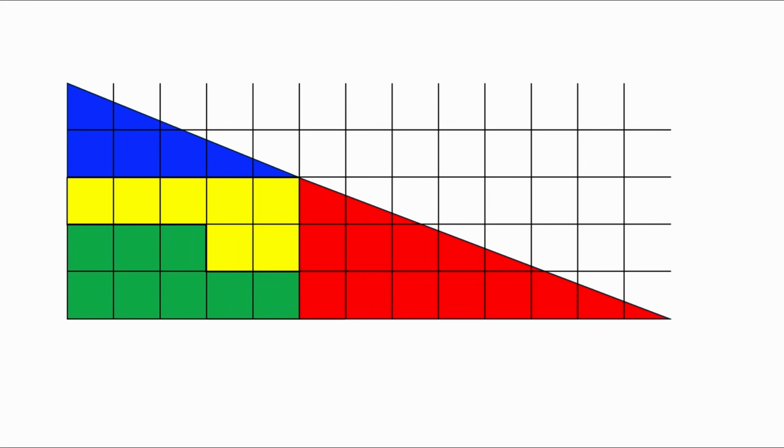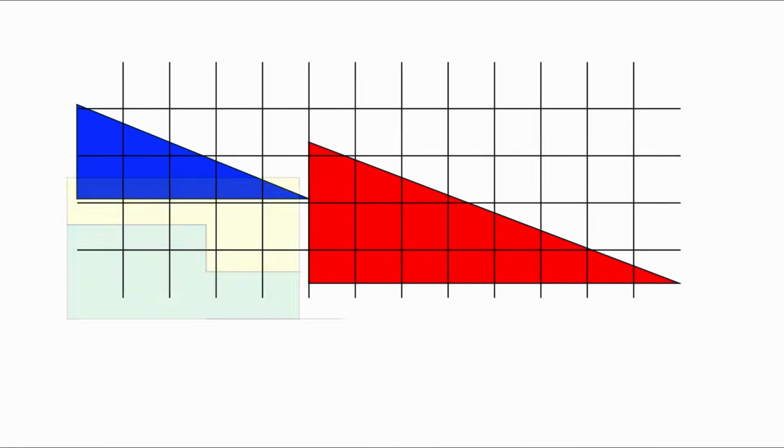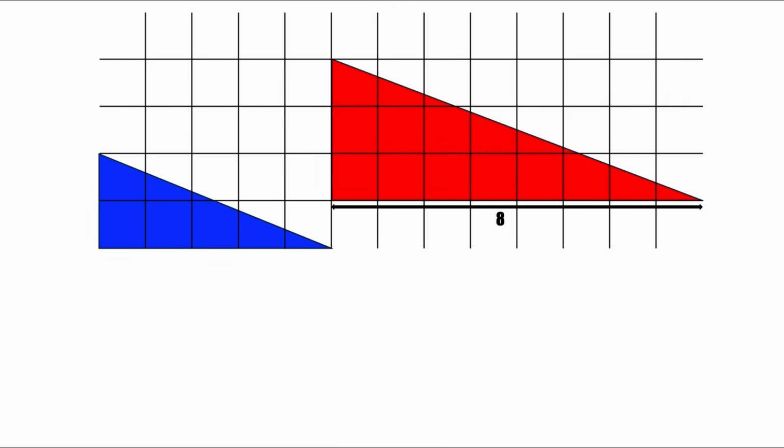Now you can see again that the 4 shapes don't change when I move them around, but there's something interesting you'll notice about the 2 triangles. The yellow and green pieces, completely normal. So let's focus on the triangles here. You'll see that this triangle has a base of 8. This triangle has a base of 5. The blue triangle has a height of 2, while the red one has a height of 3.